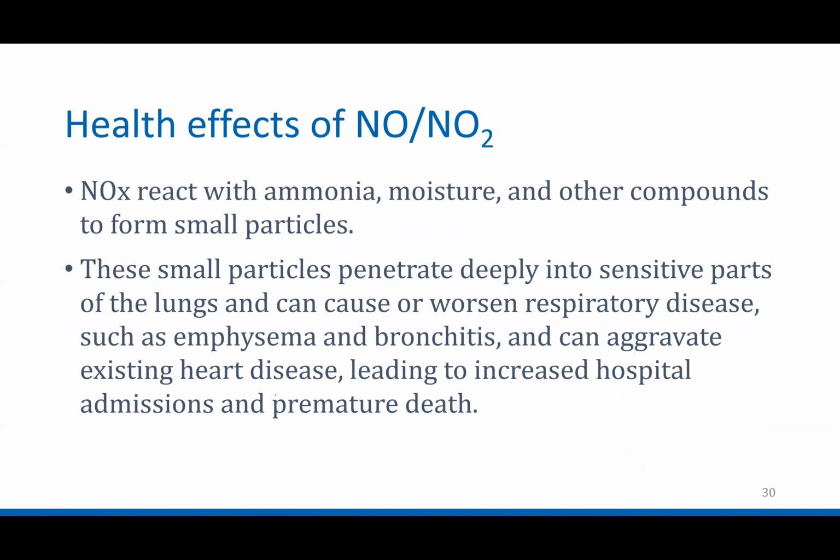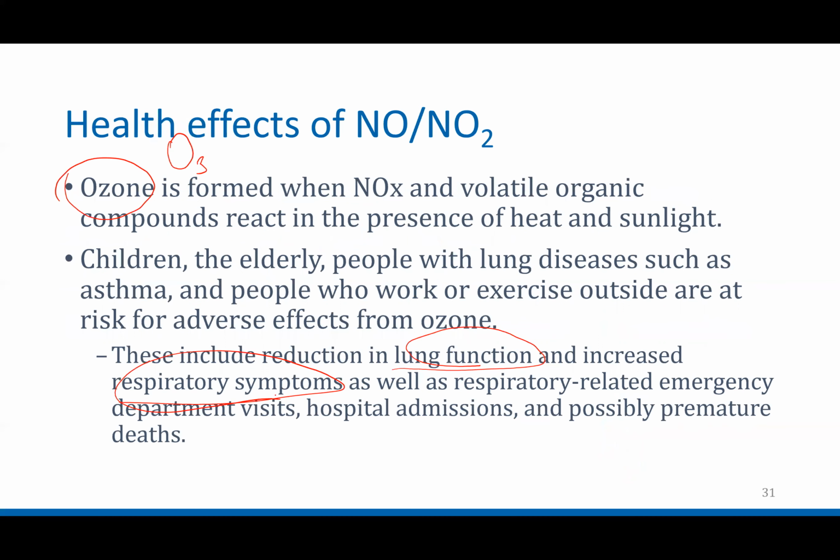When you're thinking about all these gases, carbon monoxide can lead to death. Sulfur dioxide, nitrous oxide, nitrogen dioxide, whatever, seem to aggravate longer term respiratory symptoms.